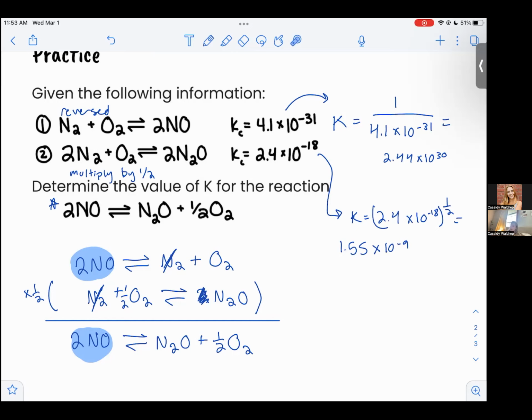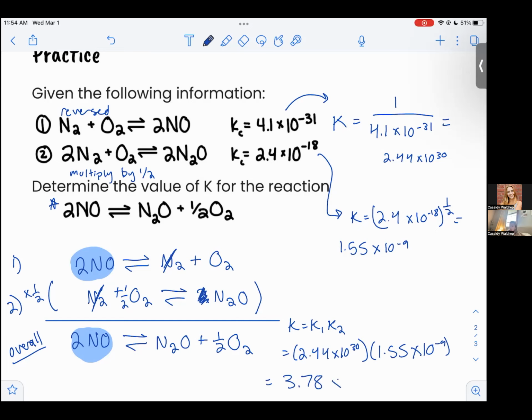Now, the very last step is that I'm adding equation 1 to equation 2 to get my overall reaction. So when I do that, I have to multiply my K values together. K1 times K2. So I would multiply my 2.44 times 10 to the 30th by 1.55 times 10 to the -9th. And I should get 3.78 times 10 to the 21.